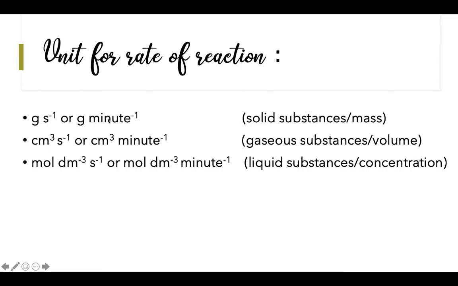For number 2, if the substance is in gaseous form, we can measure the volume of the gas in unit cm³. So the unit will be cm³ per second or cm³ per minute. And last, if the substance is in liquid form, we can measure the concentration of a substance in unit mol per dm³. So the unit will be mol per dm³ per second or mol per dm³ per minute.